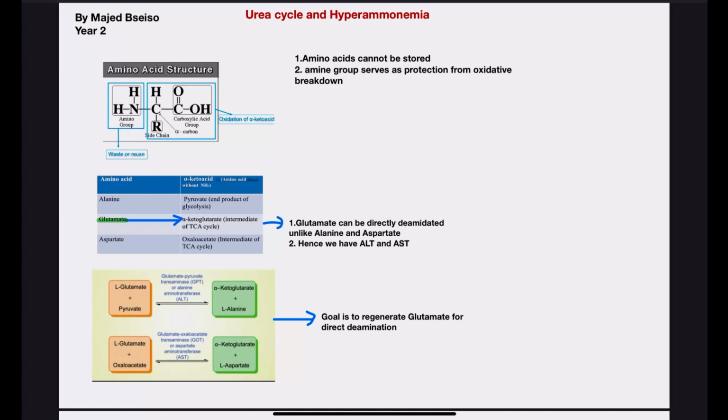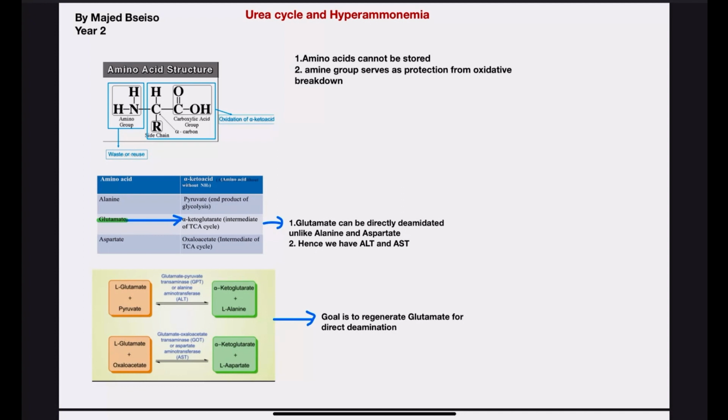So we have the amino acid structure, which is an important thing to understand for this lecture. We have an alpha carbon, a side chain, a carboxylic acid group, and an amino group. This amino group is very important as it serves to protect these amino acids from breakdown or usage. So we cannot unleash the capabilities of these amino acids unless these amino groups are removed.